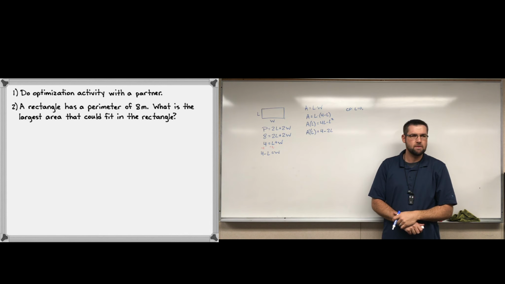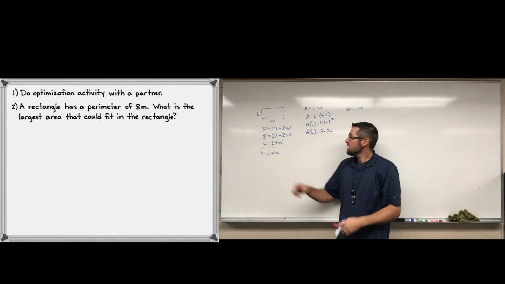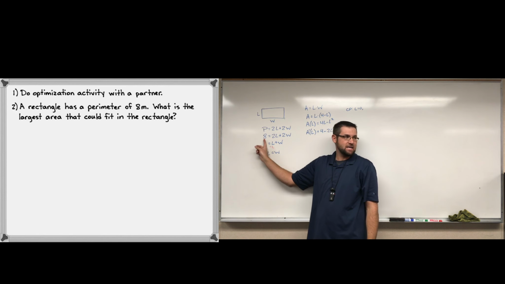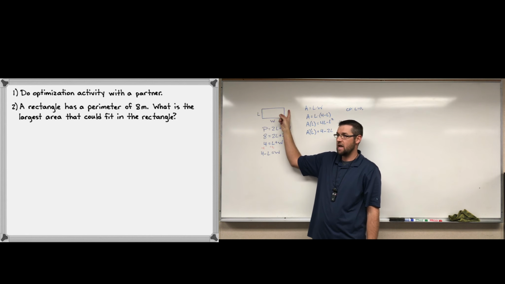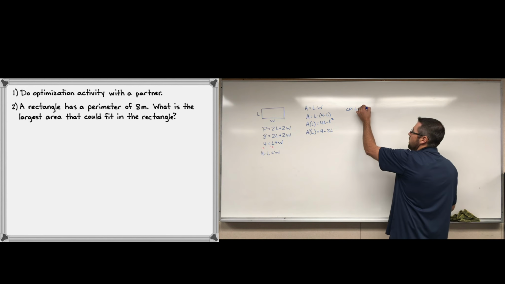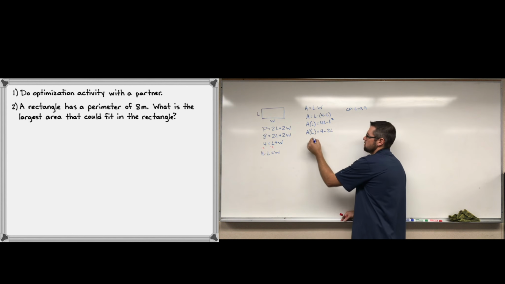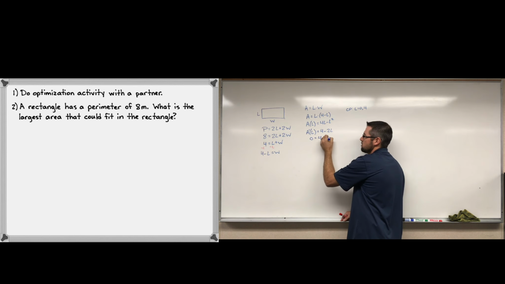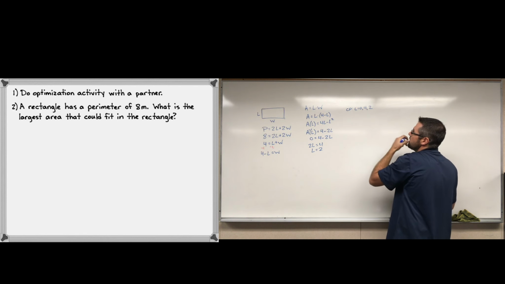Why 2? If the perimeter is 8, then the biggest L could be is 4, because then you'd have 4 plus 4 is 8, and that would make W 0, right? So 4 is the biggest. And then how are we going to find any other critical points? Set it equal to 0. So we get 2L equals 4, so L equals 2. So we got another critical point there.